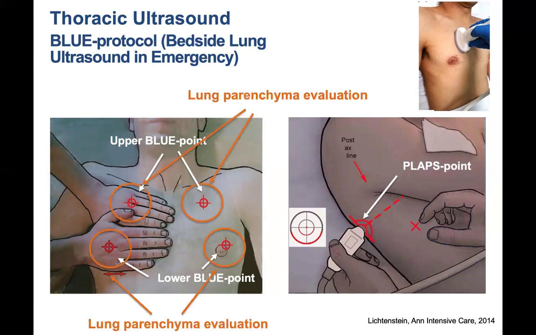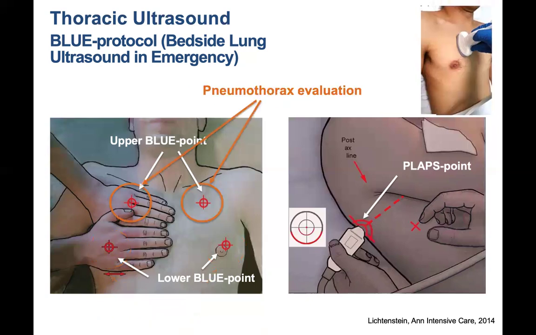So when I'm looking at these points for lung parenchyma evaluation, so when I'm looking at does the lung have A lines or B lines, is it full of air or acting like a solid organ, I'm going to use the upper and the lower BLUE points. And what I find at those four locations can help me with my differential diagnosis. When looking at pneumothorax evaluation, I'm going to start at that upper BLUE point. So again, that second intercostal space or so, midclavicular line. When looking at pleural effusions, I'm going to be looking at that PLAPS point, and we're going to want to make sure that we always see the diaphragm in the pleural effusion evaluation.